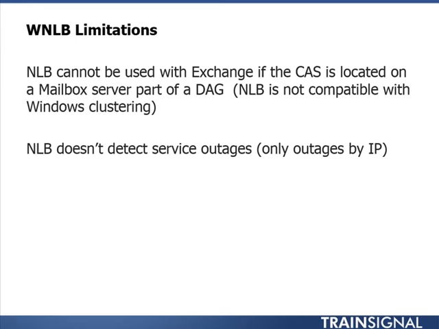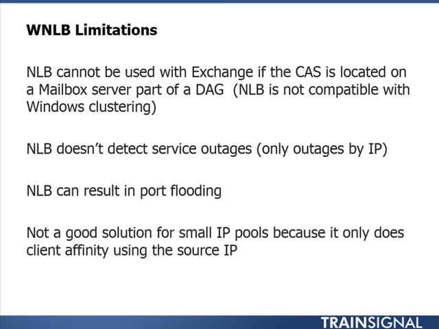You might want to know that even if the server's still working, which is great, if that service is down, and your end users are affected by that, well, then you're going to need something more than NLB in order to detect that service outage. And as a result of some of these limitations, NLB can also result in port flooding, and it's not a good solution for small IP pools because it only does client affinity using the source IP. So it has a lot of little different issues like this.